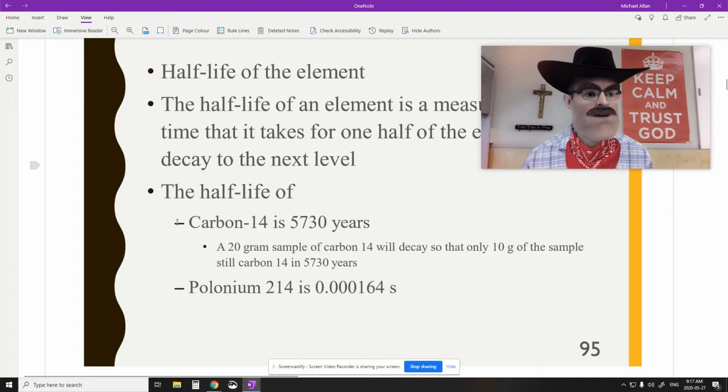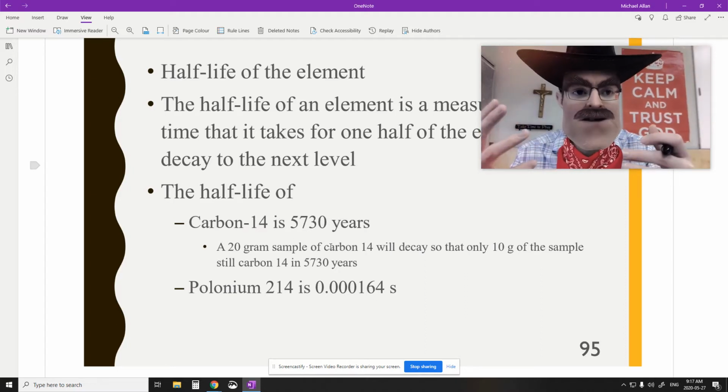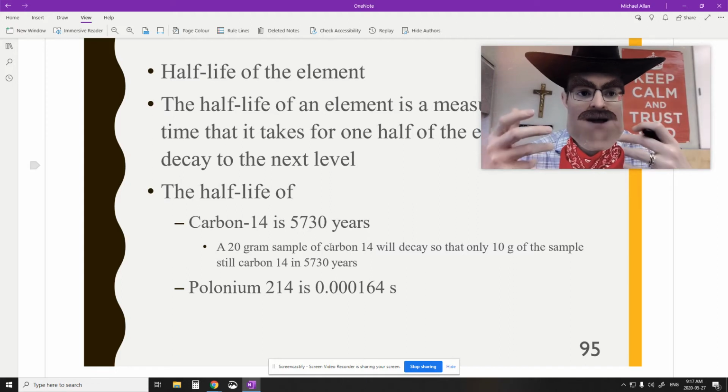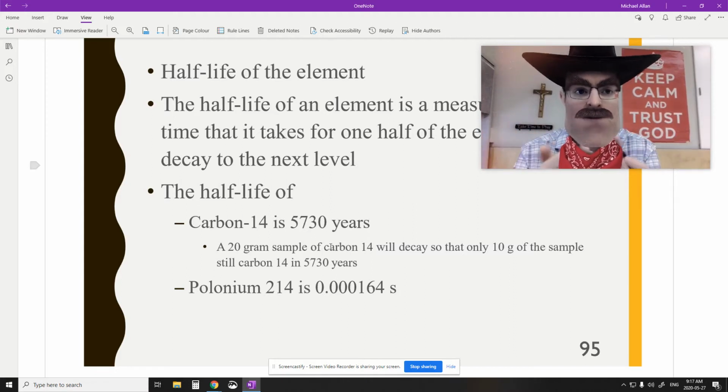Okay. Carbon-14, a very common one that we'll see a lot, has a half-life of 5,730 years. This is used in carbon dating. As an animal lives, you're ingesting carbon all the time. You're not just ingesting carbon-14, you're ingesting all types of carbon.